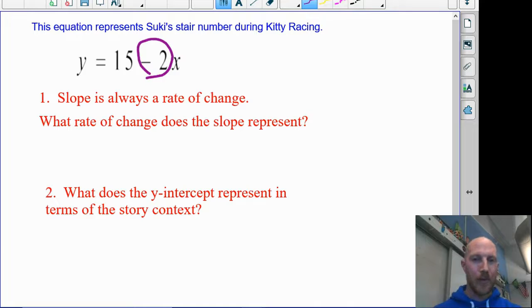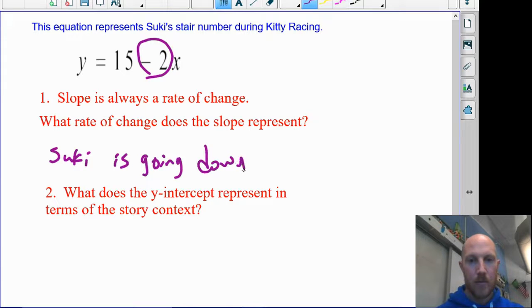Okay, well, my slope is going to be the number that is multiplied onto the x. In this case, I need to keep the negative sign attached to the 2. So the stair number is going down. The y is the stair number. That's 15 minus 2x. So as I change that x value every single time, I'm going to be multiplying by a larger number. So it's going to be going down by 2, down by 2, down by 2, down by 2, down by 2. So Suki is going downstairs 2 stairs.